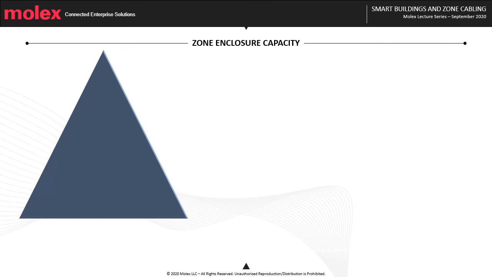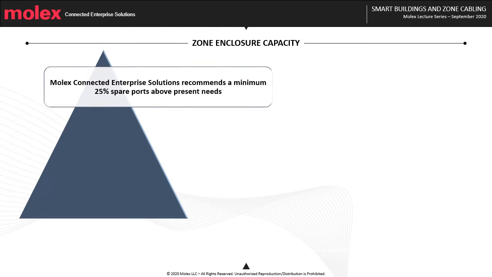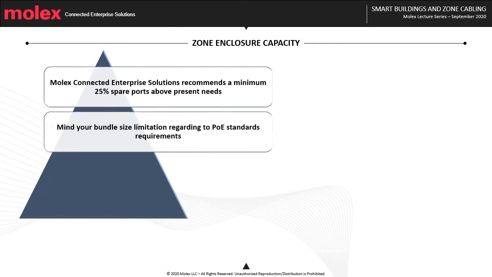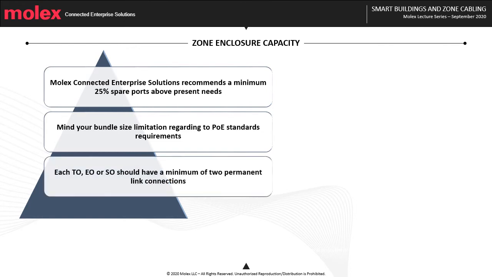Finally, the size of the zone area should be decreased if more than 96 outlets are required at the ZD to support initial and projected device connections over a 10-year period. Molex would recommend a spare port capacity of 25%. Also, mind your bundle size limitation regarding PoE standards requirements.